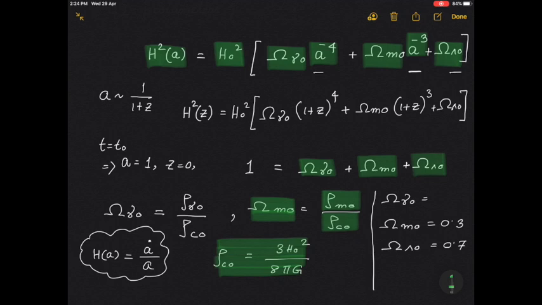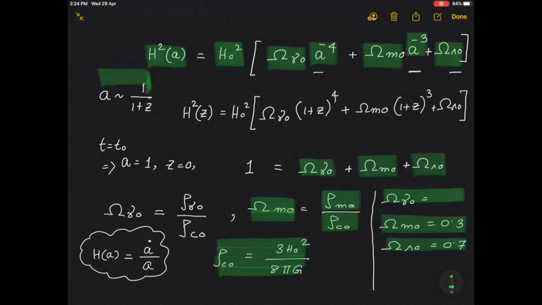And different components come with different numbers. So omega matter at present is 0.3, omega lambda at present is 0.7. I asked you to look at what omega radiation is at present. You should have a look at it. I have not filled in that value. And you can see that this is 0.3 and 0.7. This must be very, very small.